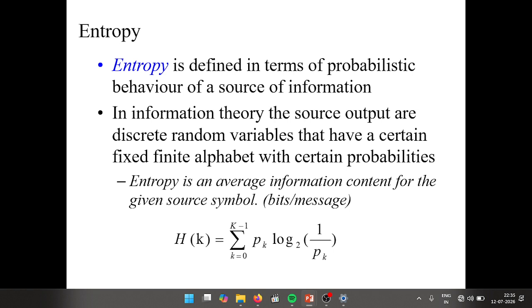Next, we come across what is entropy. Entropy is defined in terms of the probabilistic behavior of a source of information. We define the source output as a discrete random variable with a certain finite alphabet and certain probabilities. Each message has some probability, so we define a set of information symbols. We find the average information content for the given source symbols, so entropy is the average of information.